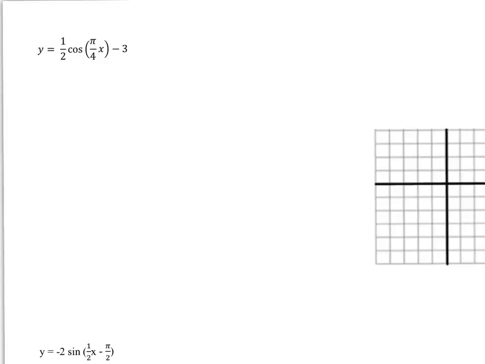Graph y equals 1/2 times cosine of pi over 4x, in parentheses, minus 3. All right, so now we have an a, b, and a d value. Let's see how that's going to affect the shape for our cosine function. We'll start with the value 1/2. If a is 1/2, that means the amplitude will stay the same, 1/2, because that's the absolute value. 1/2 is less than 1. Our graph is going to compress vertically. I'll just put vert there.